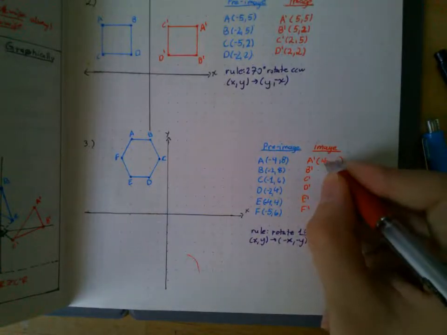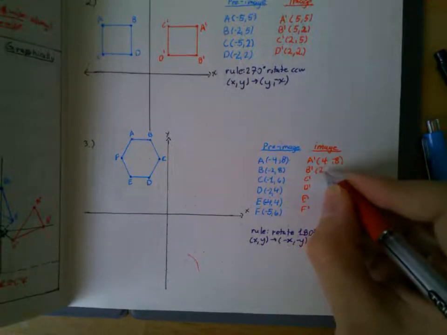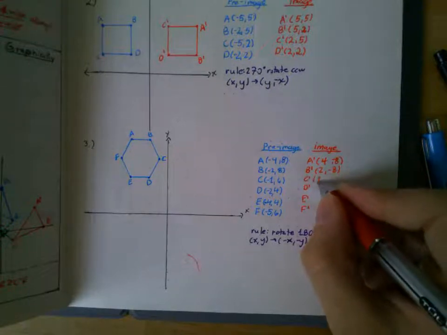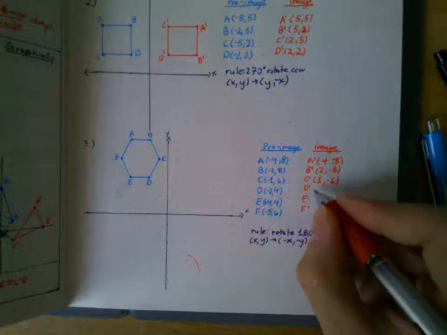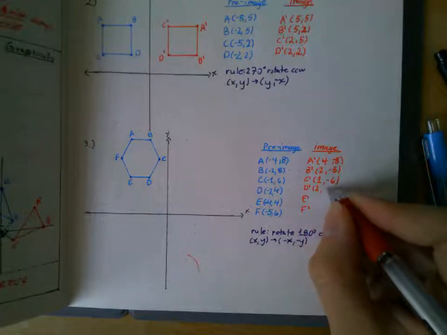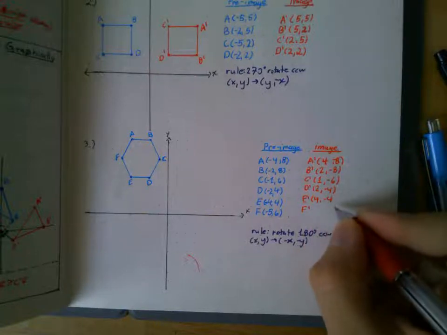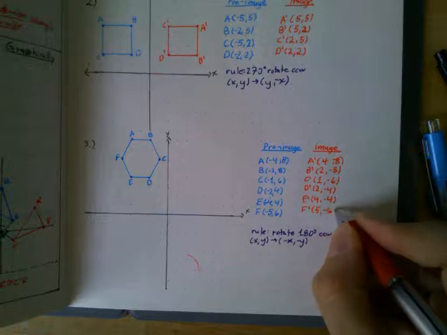Okay, A prime is going to be 4, negative 8. B prime is going to be 2, negative 8. C prime is going to be 1, negative 6. D prime is going to be 2, negative 4. E prime is going to be 4, negative 4. And F prime is going to be 5, negative 6.